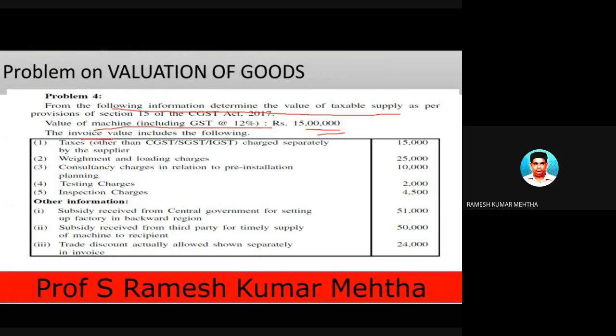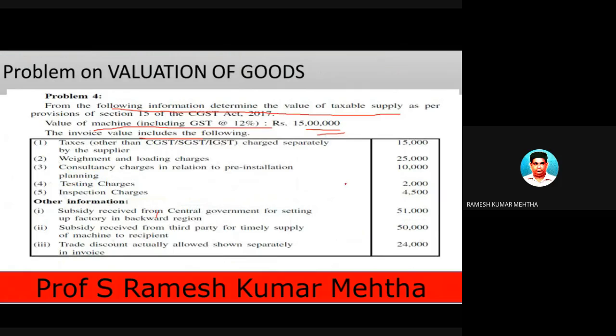The invoice value includes the following items. So these items are included, but these other items are not transacted, or have not been considered. So we have to find out whether these items should be included and what should be done as far as these items in the other information are concerned. Let's take the solution. So let's discuss the problem.